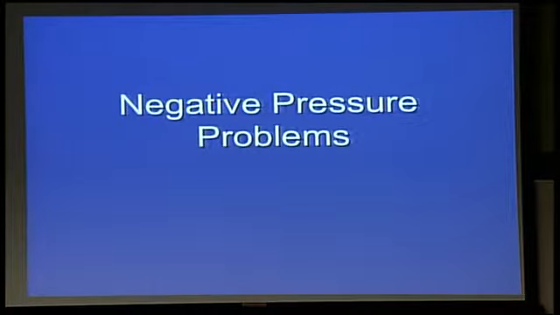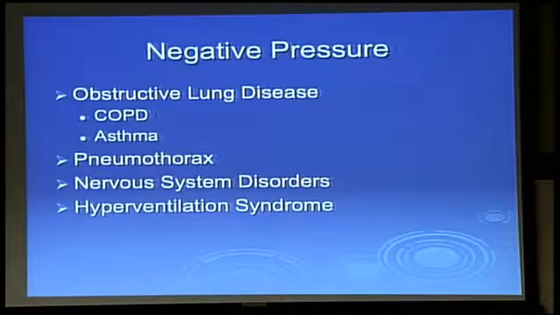Now, we're going to move on to negative pressure problems. These are obstructive lung diseases like COPD and asthma, pneumothorax, where you can't generate the negative pressure because the lung is no longer adherent to the chest wall, and problems with the nervous system. We're also going to talk about hyperventilation here, where the essential problem is that you're generating tons of negative pressure.